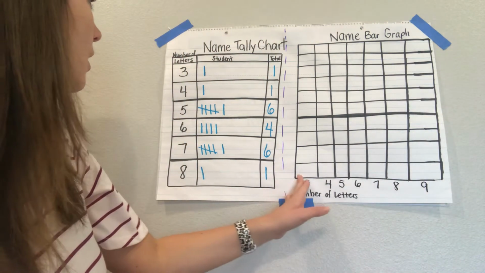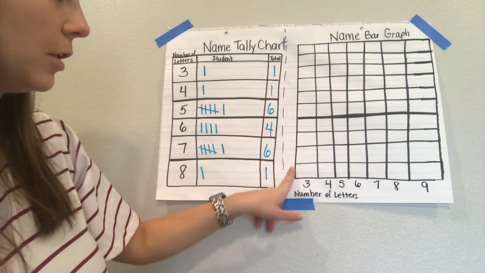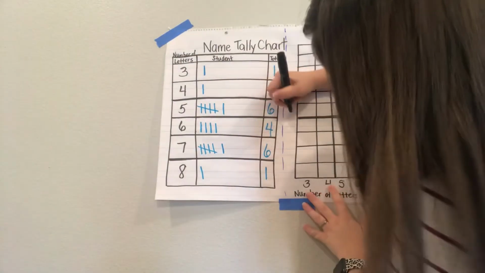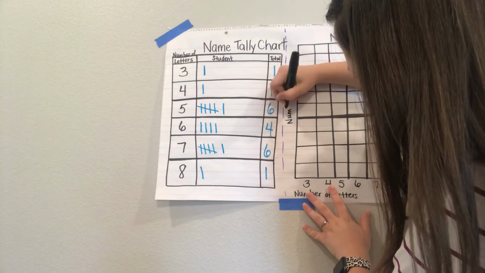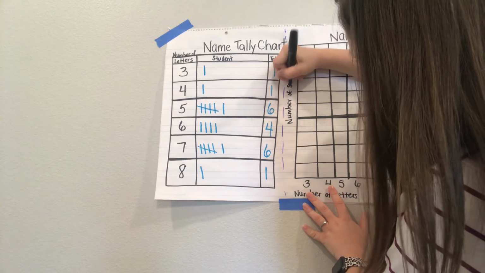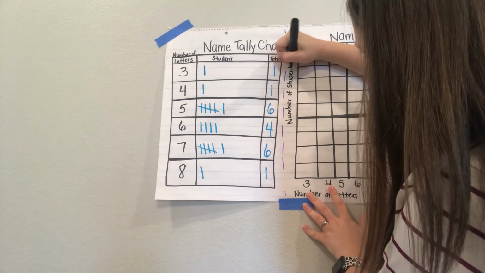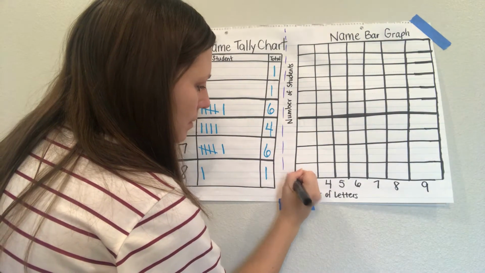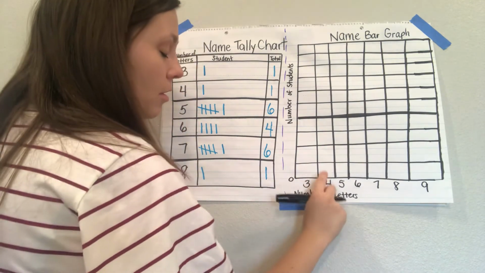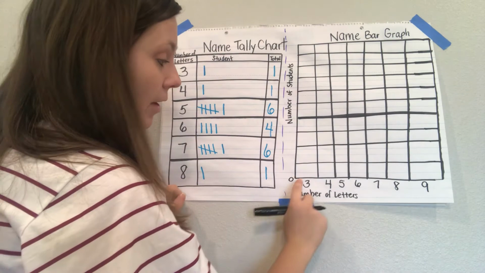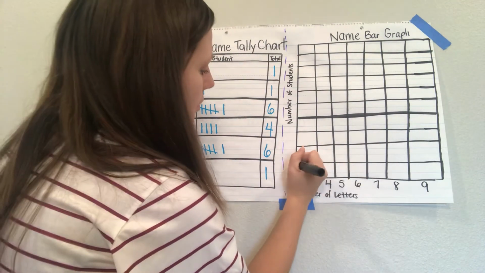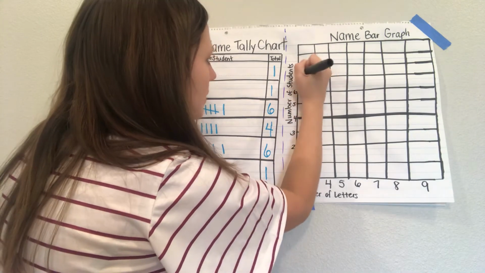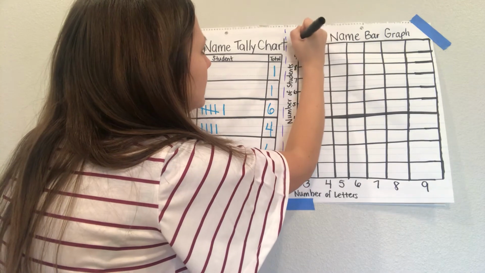All right, and then on this axis, it's called an axis actually, this will be for number of students. And then 0 would just be this line here, because if there are no students, then we won't color anything in that had the number of letters. So 0, 1, 2, 3, 4, 5, 6, 7, 8, 9, and 10.